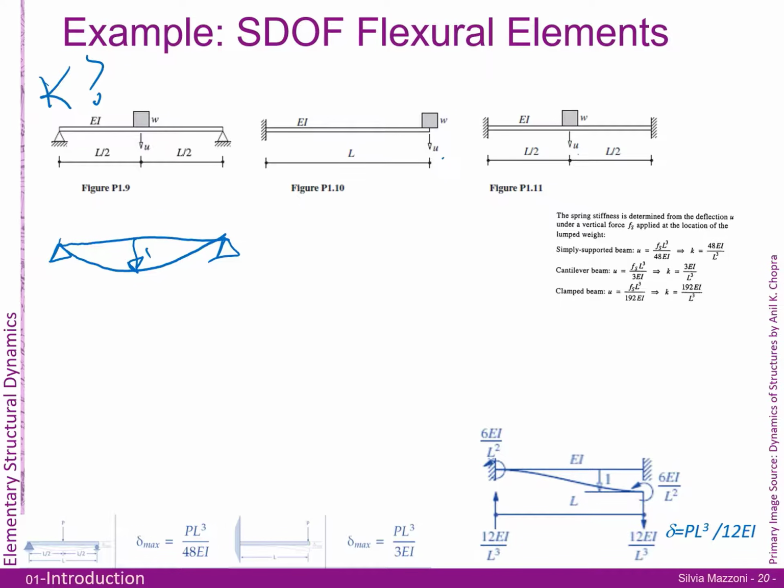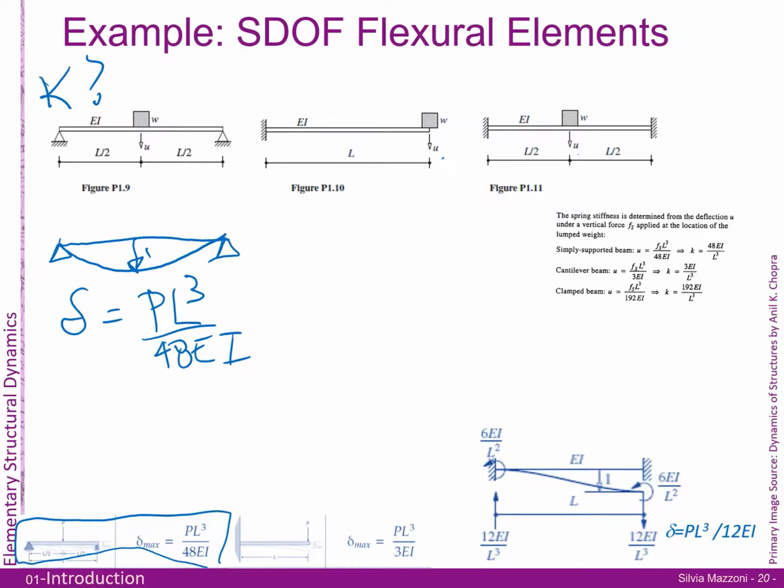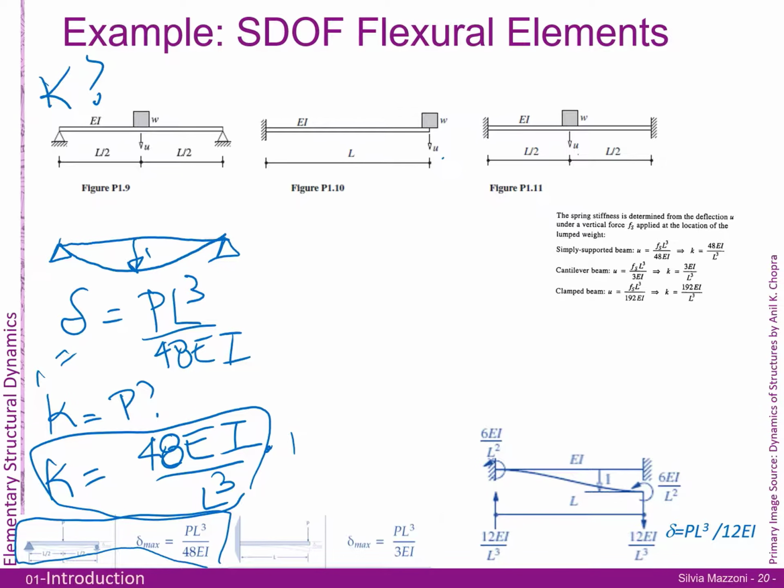Well, if we go back, and I'm cheating here, delta is equal to PL cubed over 48 EI. Therefore, K is equal to, setting this equal to 1, and what is P? So P is equal to K, which is 48 EI over L cubed times delta, which is 1. So K is 48 EI over L cubed.